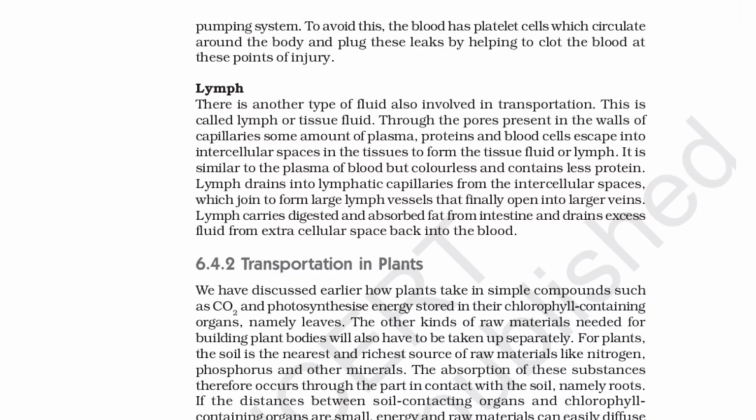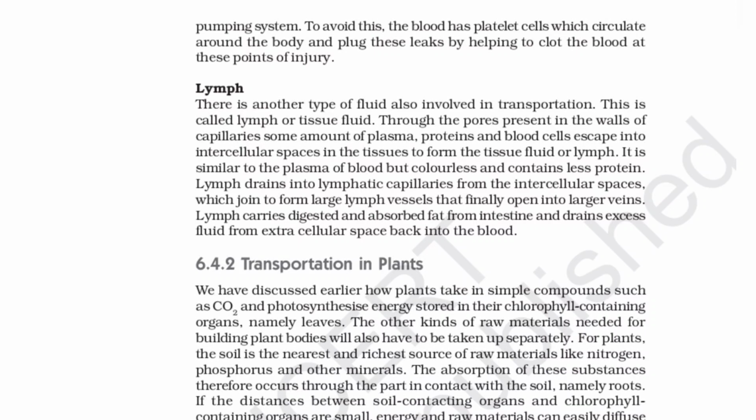Transportation in plants. We have discussed earlier how plants take in simple compounds such as CO2 and photosynthesize energy stored in their chlorophyll-containing organs, namely leaves. The other kinds of raw materials needed for building plant bodies will also have to be taken up separately. For plants, the soil is the nearest and richest source of raw materials like nitrogen, phosphorus, and other minerals. The absorption of these substances therefore occurs through the part in contact with the soil, namely roots.